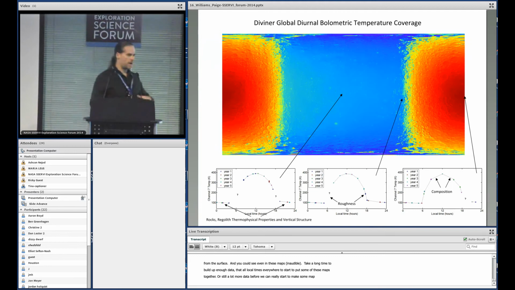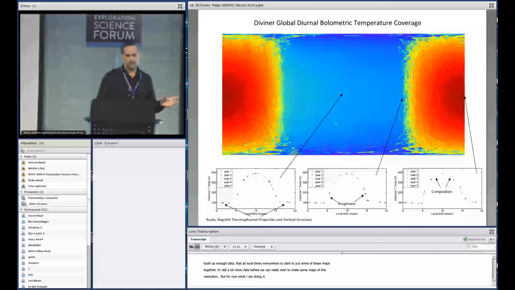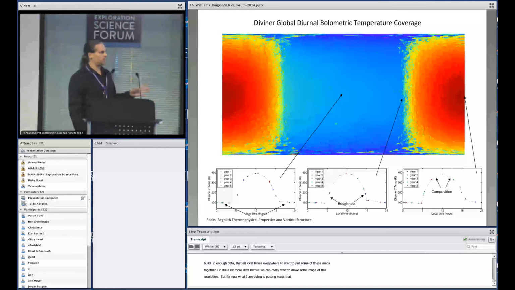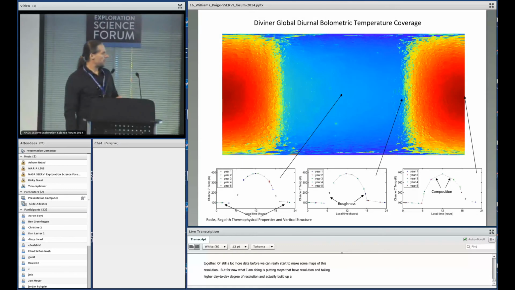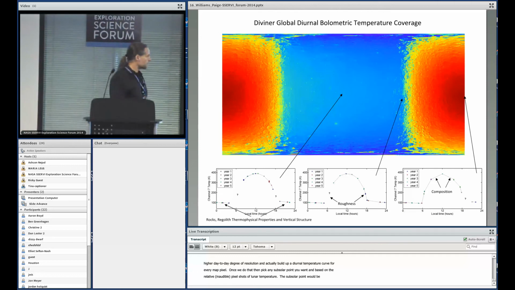What I've done is taken the entire data set to date and binned it at half a degree resolution, but also binned the local time, and essentially built up a diurnal temperature curve for every map pixel. Once we do that, you can pick any subsolar point you want, and then based on the relative local time of each map pixel, interpolate what the brightness temperature is at that pixel. So you can build up these snapshots of the lunar temperature. And so here the subsolar point would be at plus or minus 180 degrees longitude.